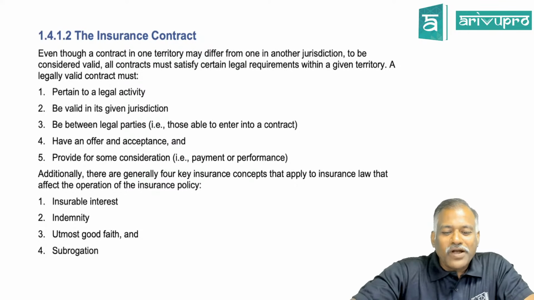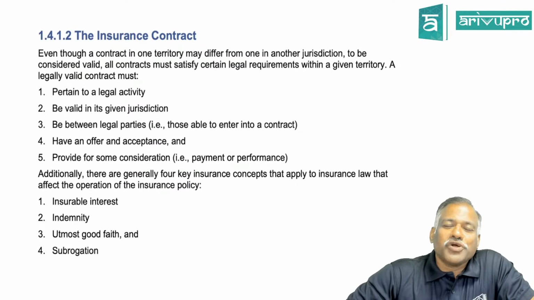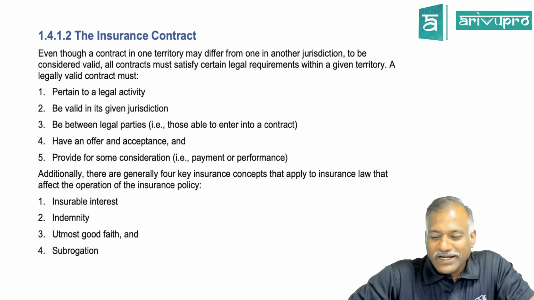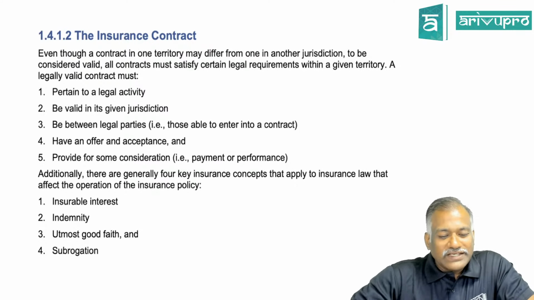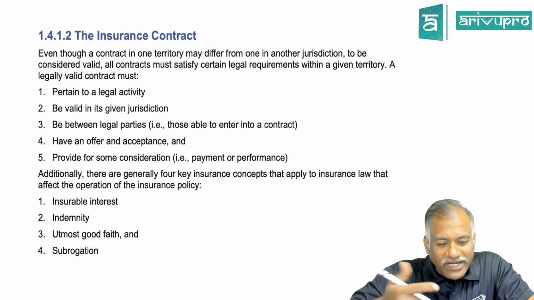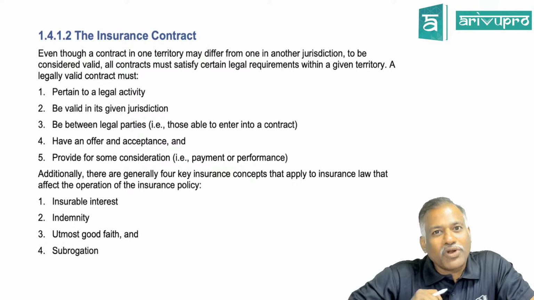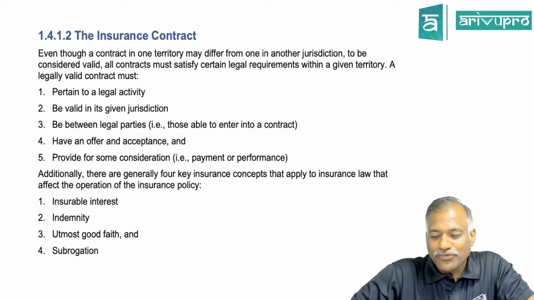Now let us look at the first one. The first one is called insurable interest. What is insurable interest? You need to have an adequate interest in that. Similarly, we will go to the next slide where the details are. So you have insurable interest, you have indemnity, we have something called utmost good faith, and something called subrogation. We need to look at all four of them.